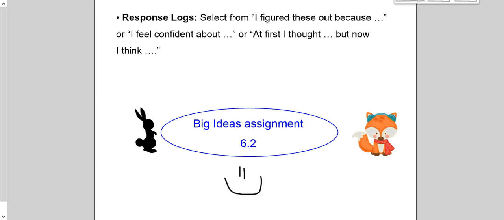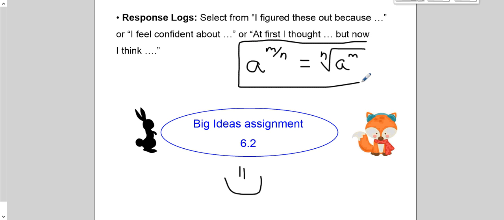All right, you want to keep your 6.1 notes close by with your rules of exponents, because now they apply to fraction exponents. And remember that a to the m over n is the same as the nth root of a to the m. This is the big new thing that we learned today. That also means like the square root of x means x is actually being raised to a 1/2 power. So square roots are really just 1/2 exponents.